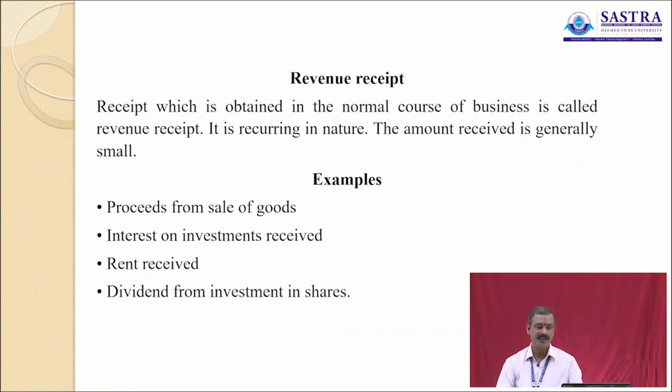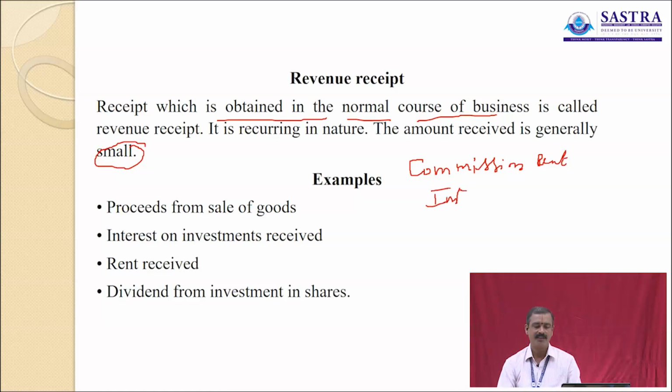Let us go to the revenue receipt. See here, a receipt which is obtained in the normal course of business is called a revenue receipt. It is recurring in nature. The amount received is generally small. This is very important. The amount received is generally small. Like any kind of commission, or rent, or interest from securities, or dividend.